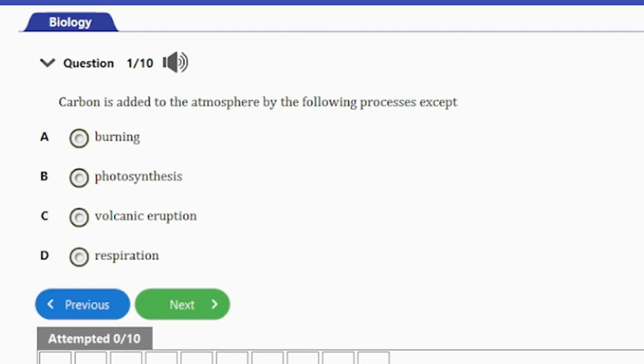Carbon is added to the atmosphere by the following processes, except: A. Burning, B. Photosynthesis, C. Volcanic eruption, D. Respiration. So guys, out of all the options we have here, option B is the correct answer. Photosynthesis does not release carbon to the atmosphere, rather it releases oxygen. The other processes here can release carbon into the atmosphere besides photosynthesis. So that's the answer to this question, guys.